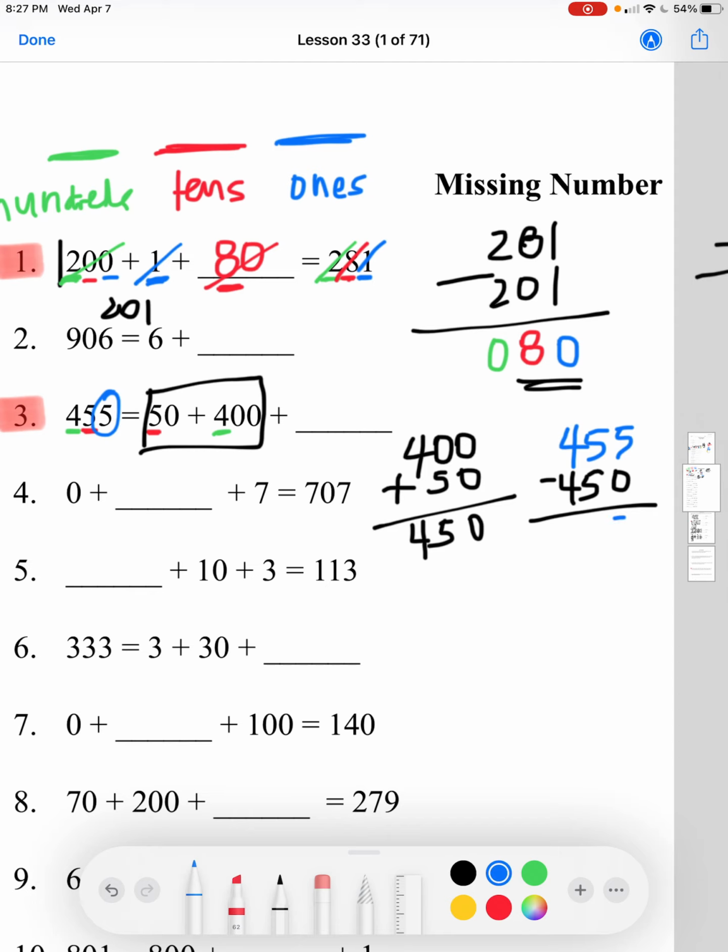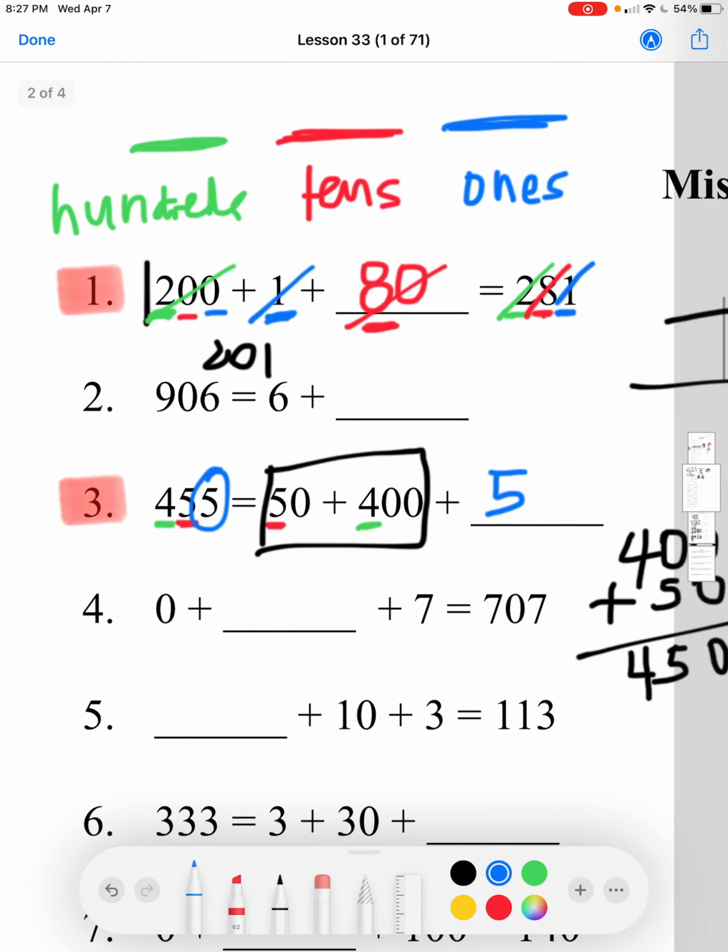The ones place we have 5. Tens place we have 5 minus 5, which is 0. 4 minus 4, which is also 0. So the number we're missing is 5.